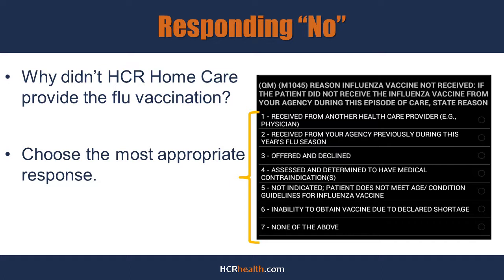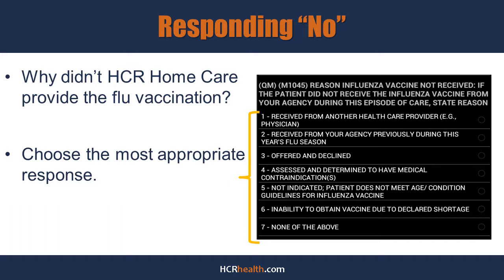Here are the 7 options to choose from for why we did not provide the flu vaccination. You'll need to choose the most appropriate response. Choose number 1, receive from another healthcare provider, if the patient received the vaccination from a physician, a physician's assistant, a nurse practitioner, or any other healthcare provider.